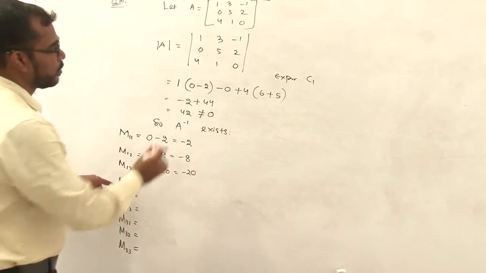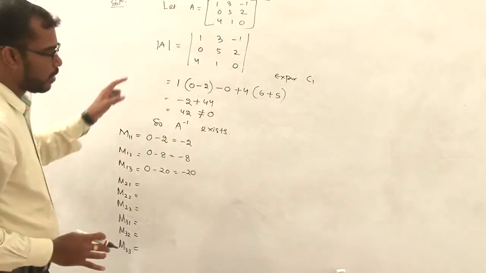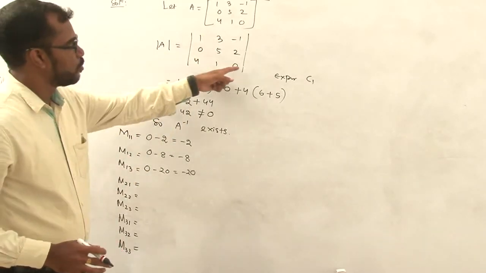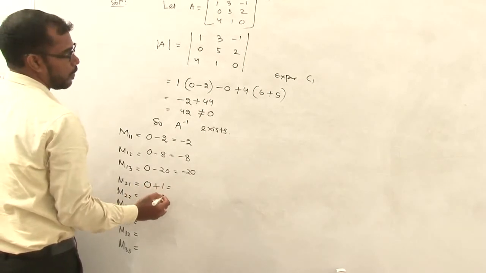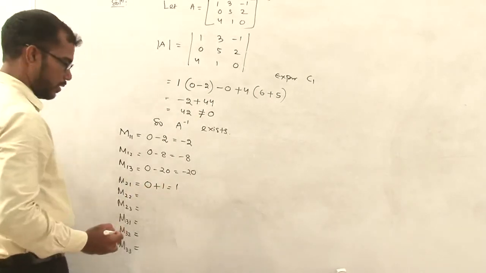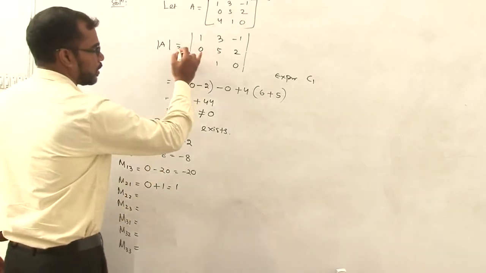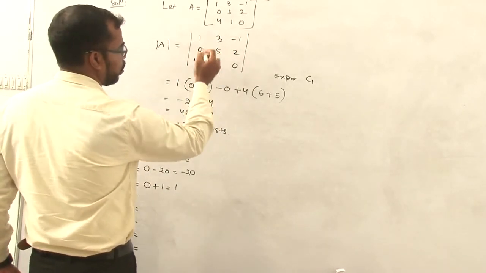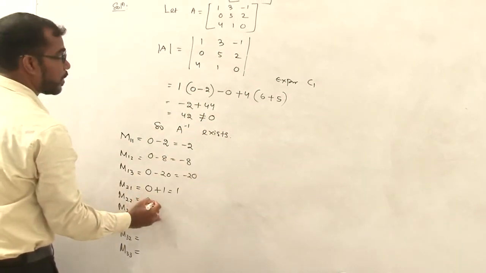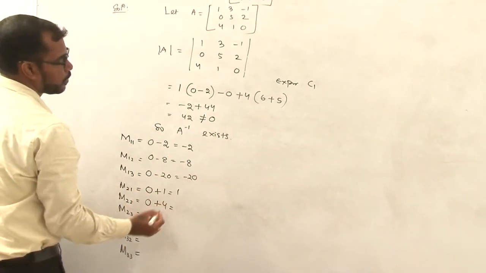Then it's M21. This is the position of M21. If we delete this element, then 0 minus, or minus 1, that is plus 1. So you get 1. M22. This is the position of this element. If we delete, then you get 0 minus, or minus 1, minus 4. That is plus 4.